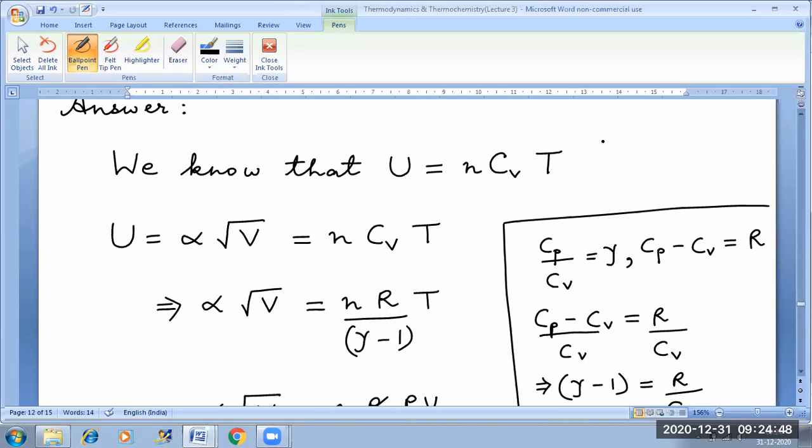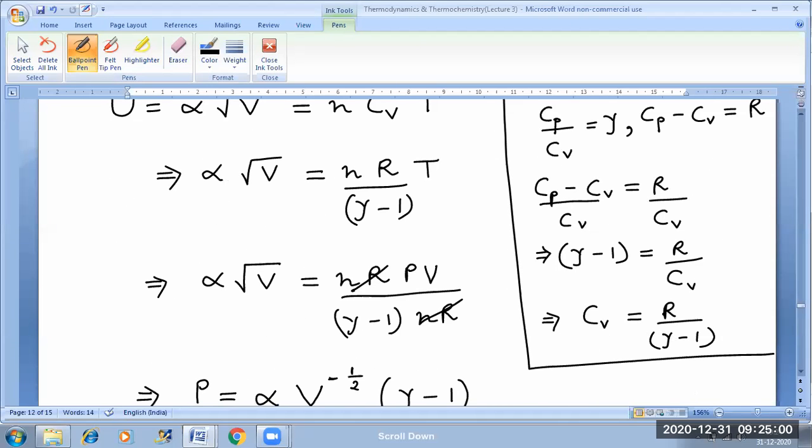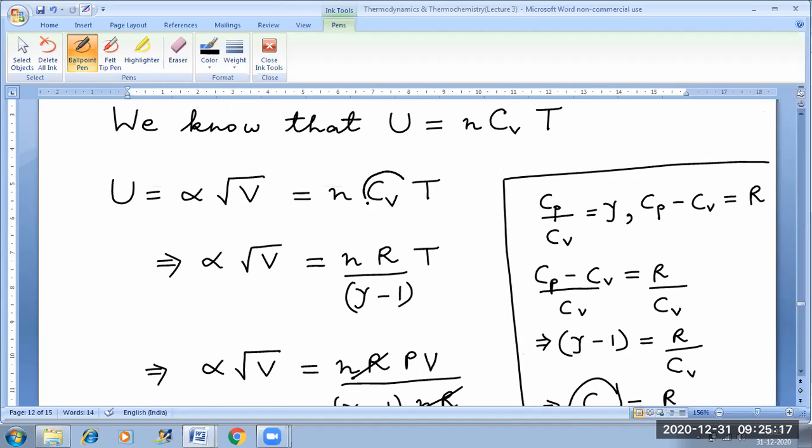Now, for Cv, I know that Cp upon Cv is equal to gamma and Cp minus Cv is equal to R. On using these two equations, I can derive that Cv is equal to R upon gamma minus 1. So instead of writing Cv, I can write R by gamma minus 1. That's what I did here: I substituted the value of Cv as R by gamma minus 1.